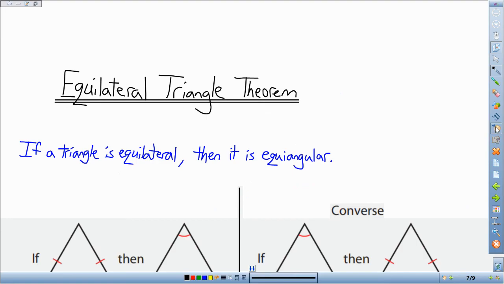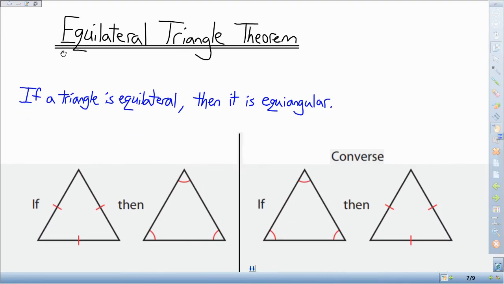We have one other part to this lesson. The next thing we're going to look at is equilateral triangles and the equilateral triangle theorem. So go ahead and get this slide here and I'll explain what's going on.